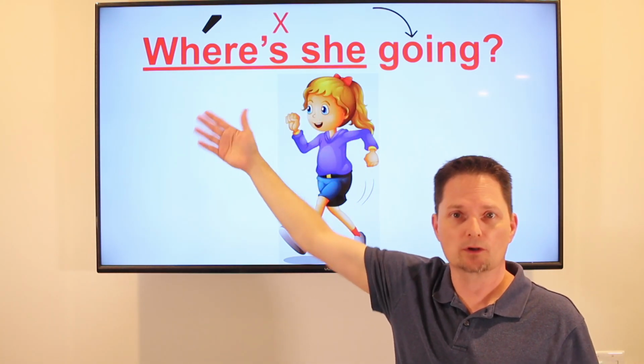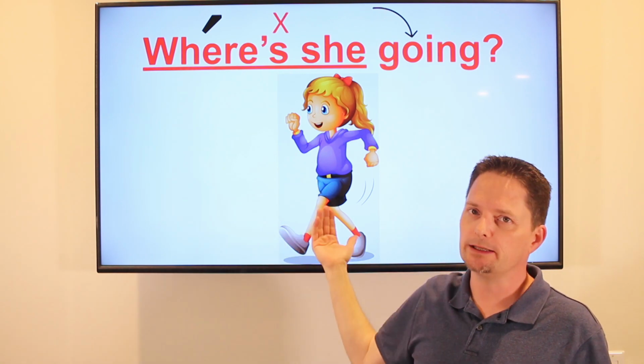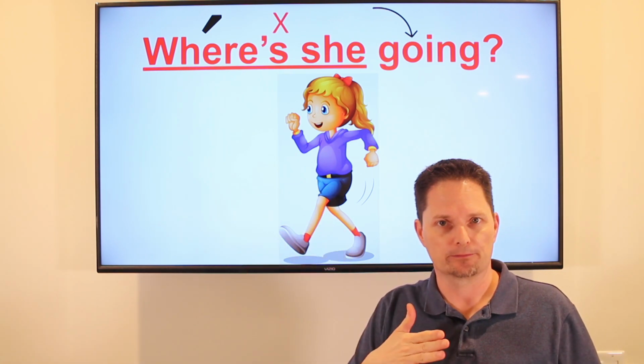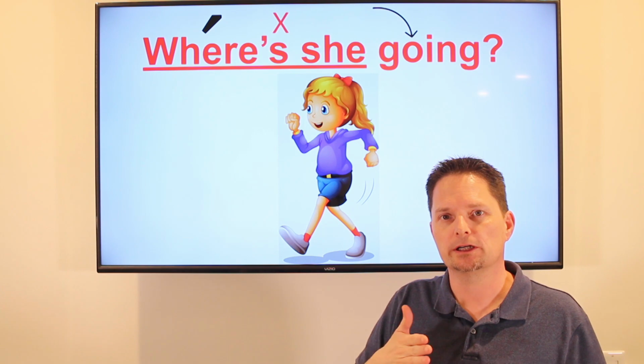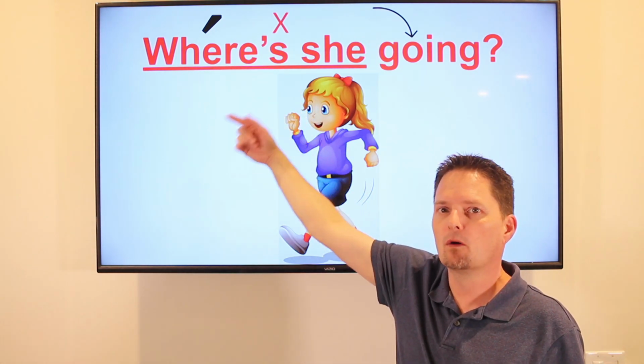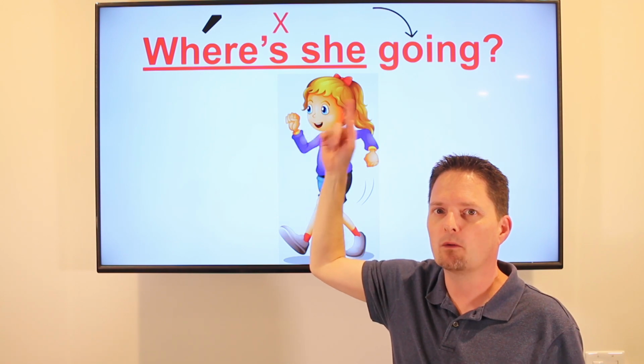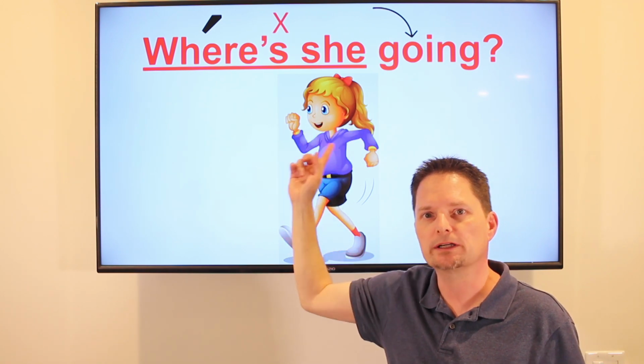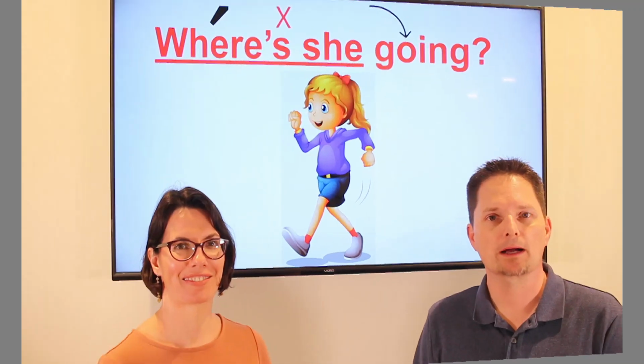If you separate the words, where's she? But we pronounce them together, like one word. Where's she? So the Z here, you don't hear. Where's she going? Let's practice.